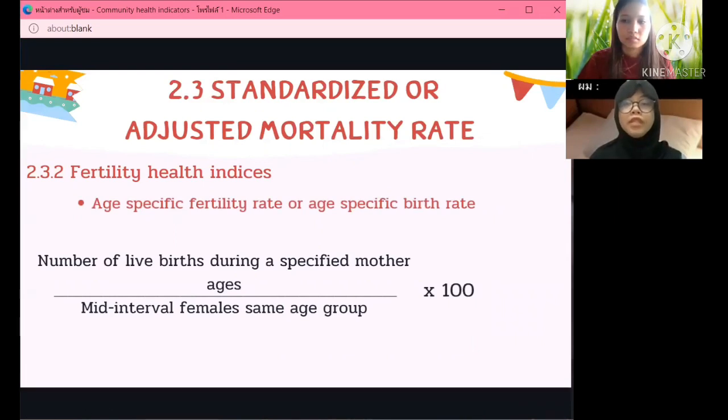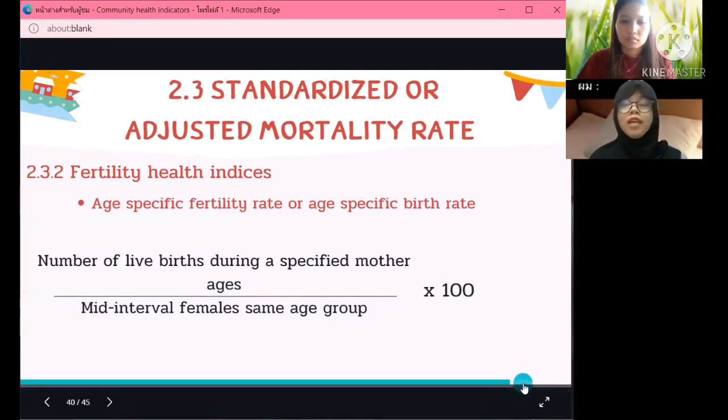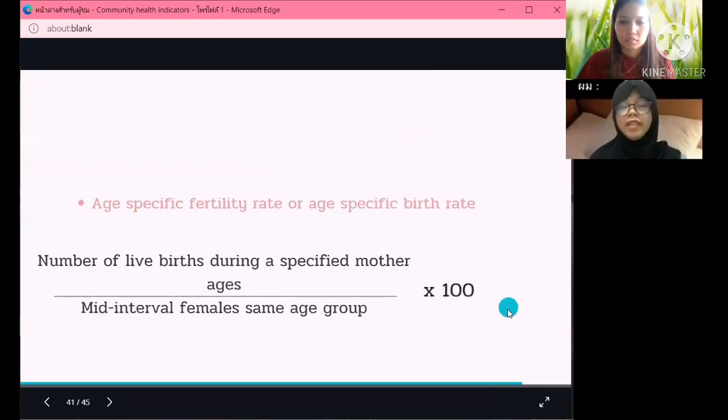Fertility health index, age-specific fertility rate or age-specific birth rate: the number of live births during a specific mother age group times 100, divided by the mid-interval female population in the same age group.